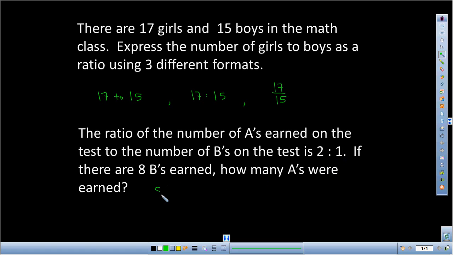So we had 8 B's on the test. Because the ratio is 2 to 1, A's to B's, we have twice as many A's. So we can multiply that number by 2 to get the number of A's.